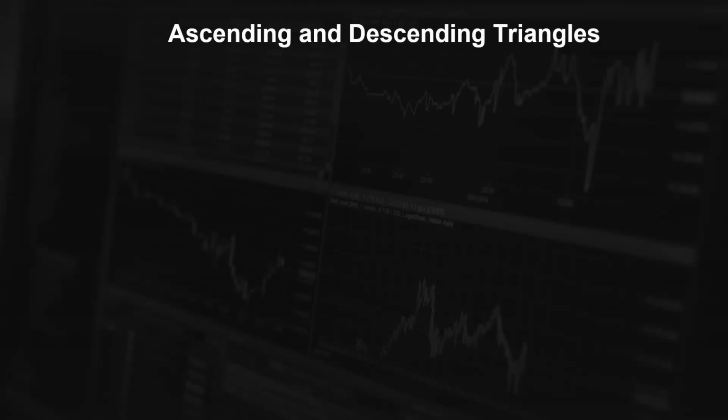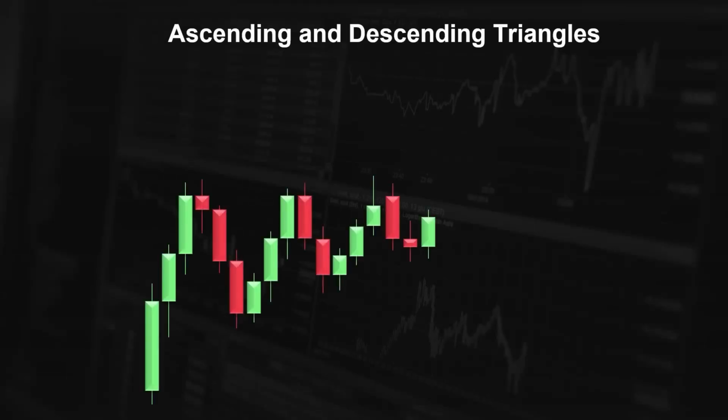Number 3. Ascending and descending triangles. Now, this pattern can signal both trend continuation and reversal. It is one of the most unique chart patterns because of the psychology behind it.